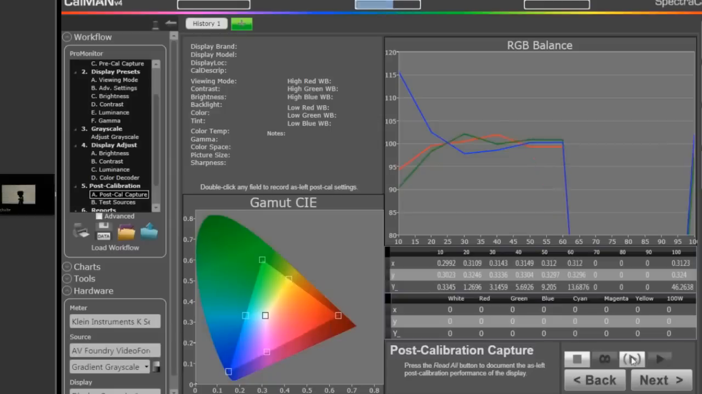And as we had seen earlier, we do have good balanced performance across the luminance range, where red, green, and blue are tracking very close to each other. Then we also gain information about the color gamut on the CIE chart in the lower left. And when that completes, we'll step to the next step in our workflow here.